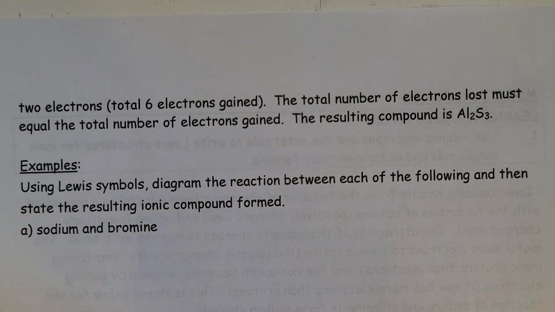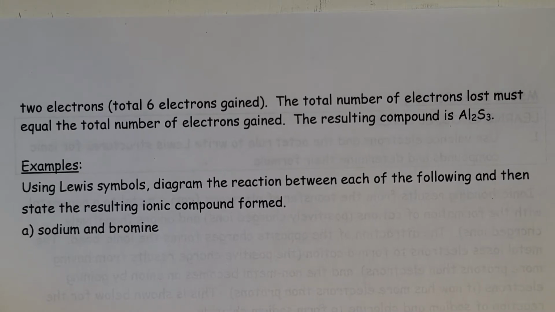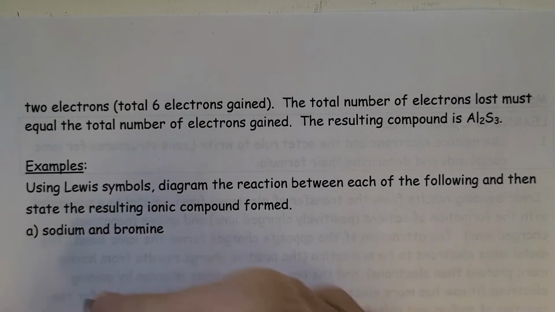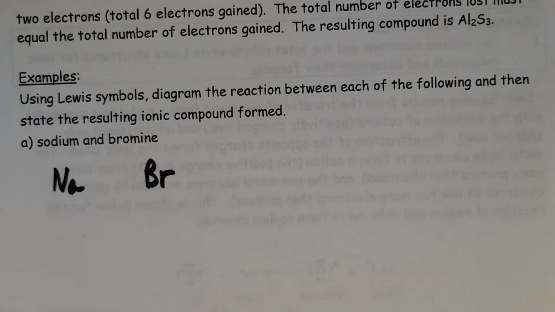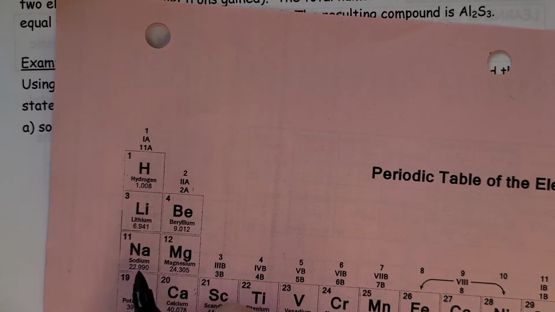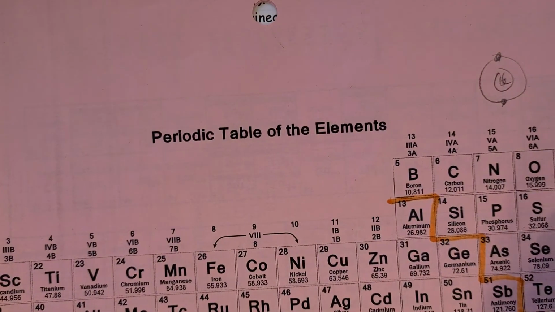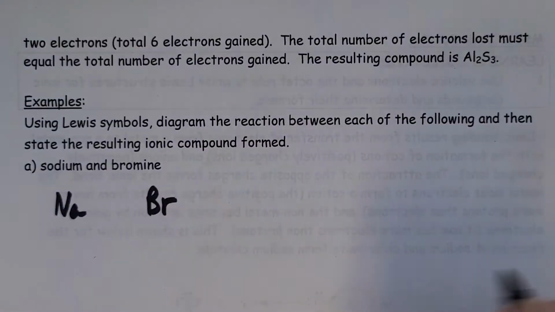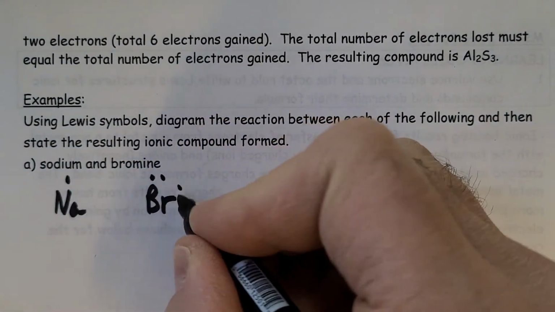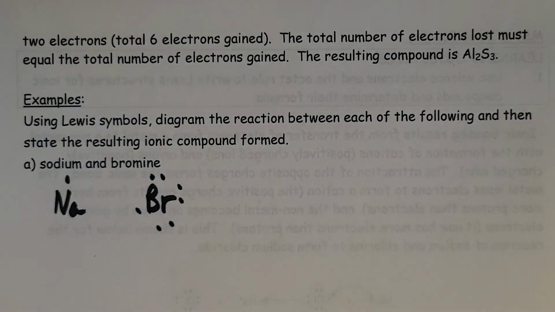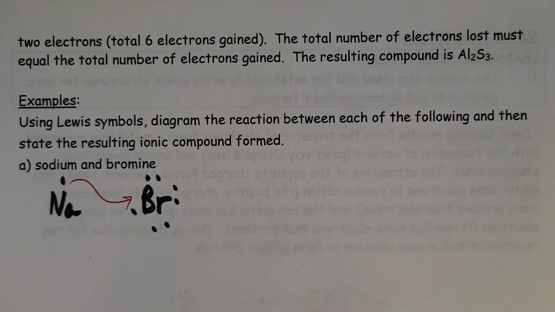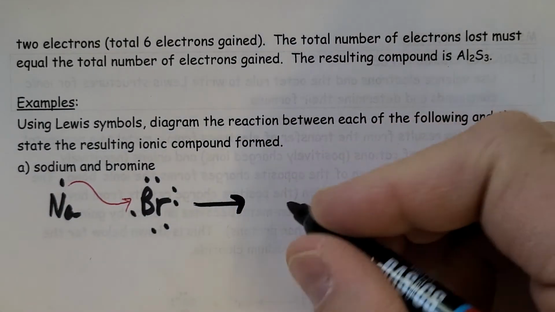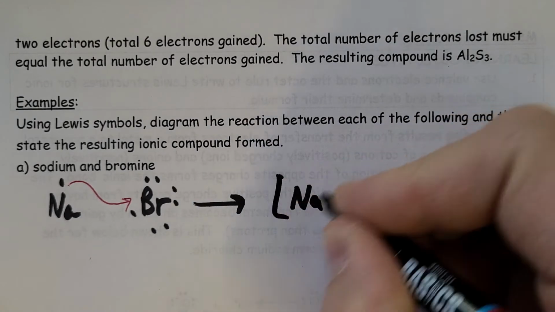Let's look at a couple more examples here. So using Lewis symbols, diagram the reaction between each of the following, then state the resulting compound that's formed. So if we have sodium and bromine. Sodium is group 1, bromine's group 7. So 1 electron versus 7 electrons. So of course we can see what's going to happen here. Sodium is going to want to lose, bromine is going to want to gain. So we could see that sodium loses 1.